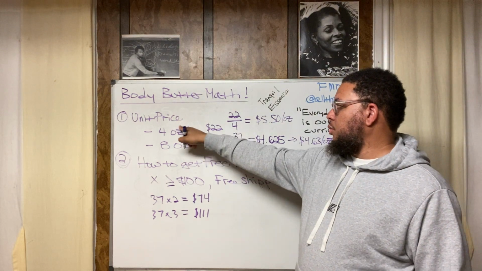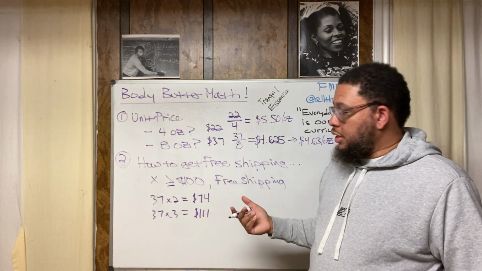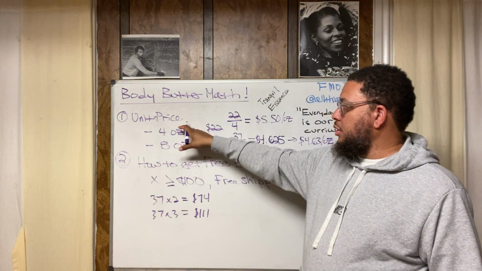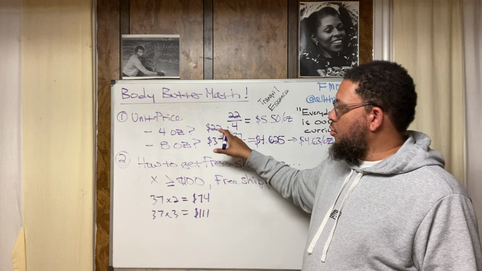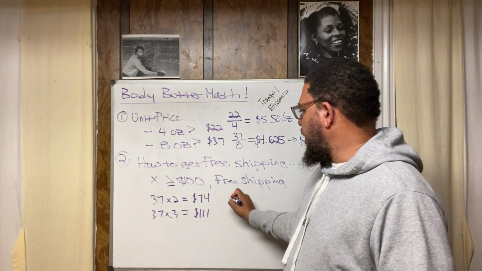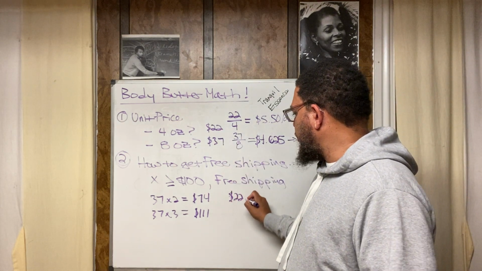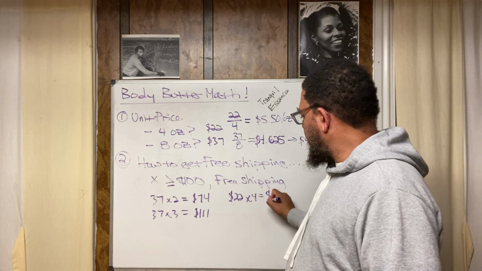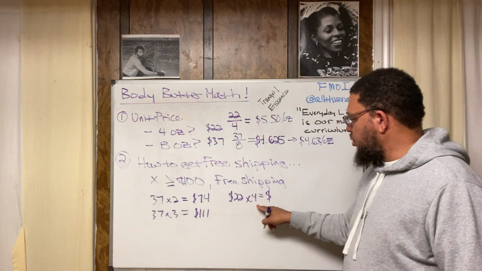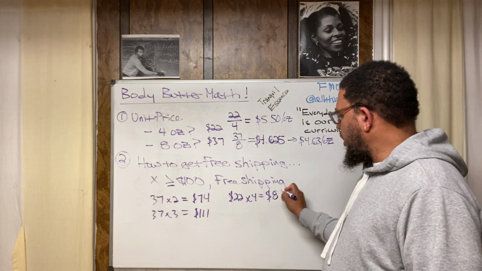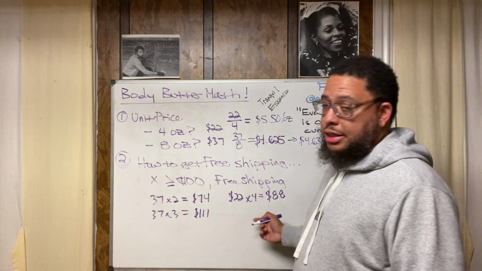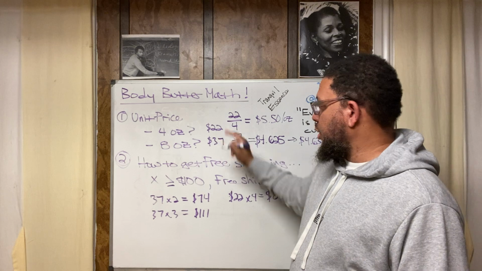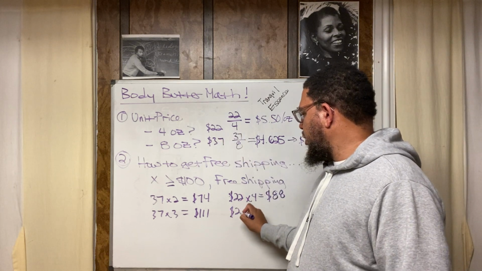But what if you wanted to deal with the 4 ounce containers? Let's ask this question. How many 4 ounce containers would you have to buy in order to qualify for free shipping? So if you buy four of them, that's $22 times four, which is 20 times four is 80, 2 times four is 8. So that's $88, right? And that's less than 100. What if I add another one of these? So I'll do five of these.